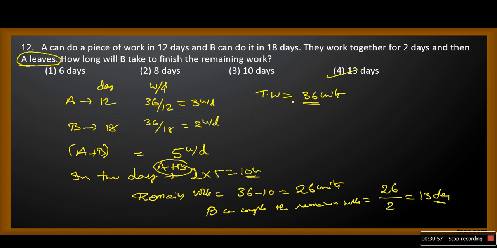We are assuming the total work is 36 units. That is nothing but LCM of 12 and 18. So A does 3 units per day and B does 2 units per day. A and B together will do 5 units per day. As he said, after 2 days A left. It means in 2 days, what is the work completed? 10 units. What is the leftover work? 26 units. Now B has to do it. B is doing 2 units per day. So B will take 13 days to complete the remaining work. That is nothing but the remaining work by the work done per day of B, which equals 13 days. So option 4.